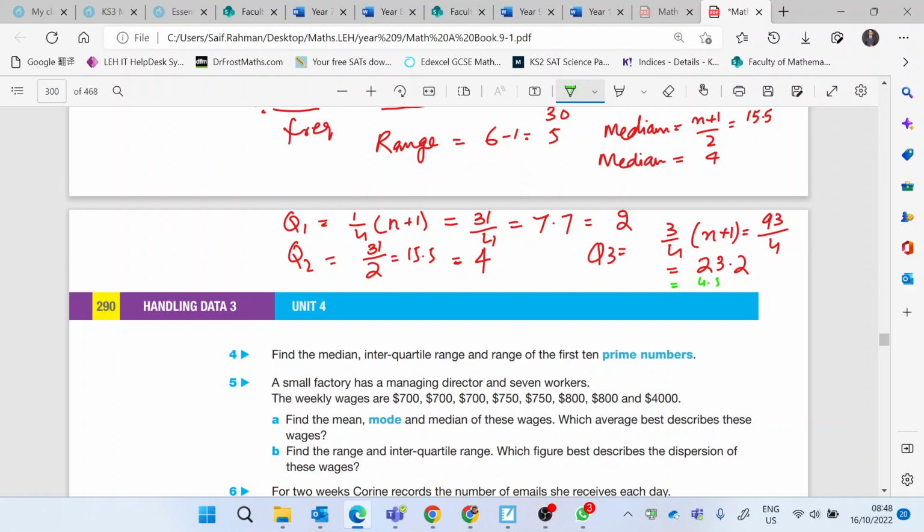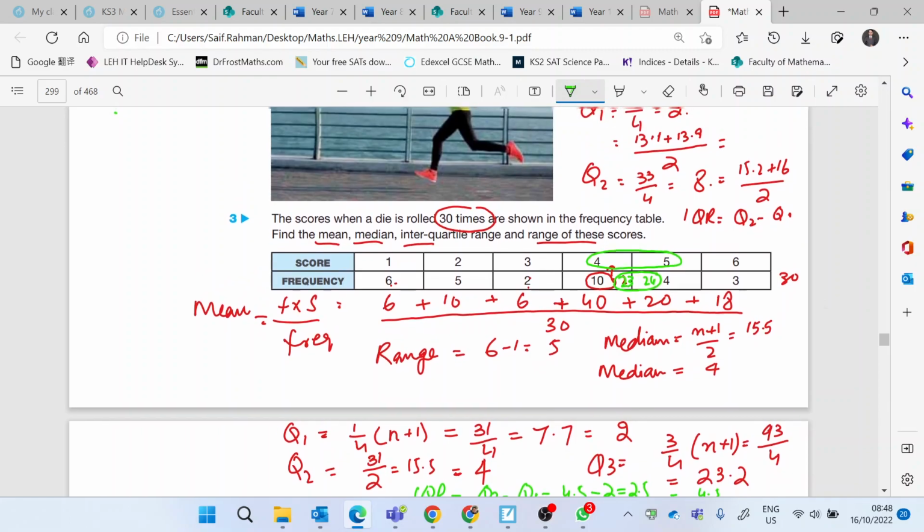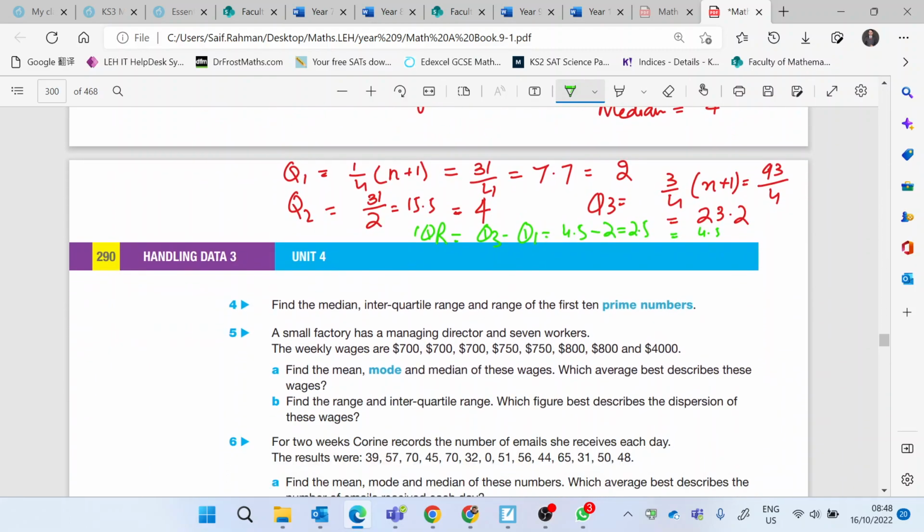So now IQR, the interquartile range, is Q3 minus Q1, that is 4.5 minus 2, and that gives us 2.5. So these were all the things which we had to find here.